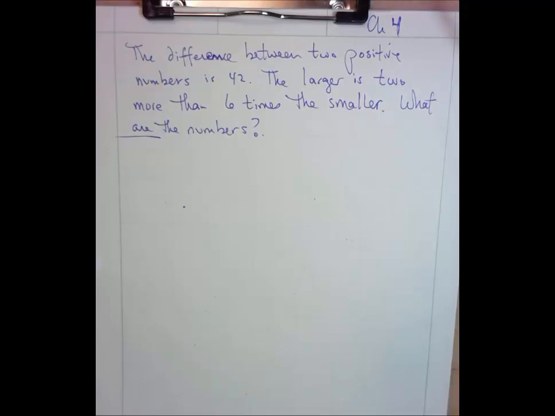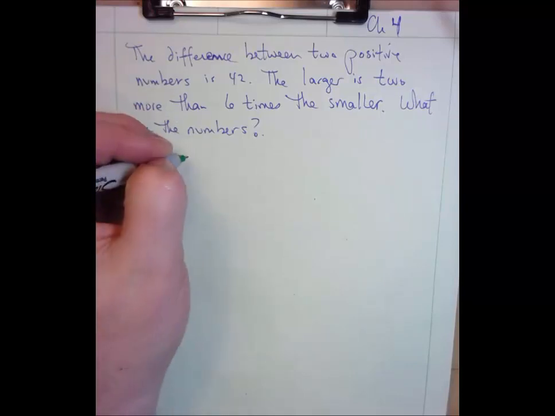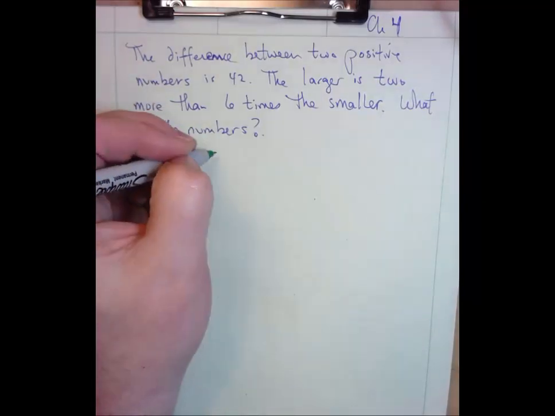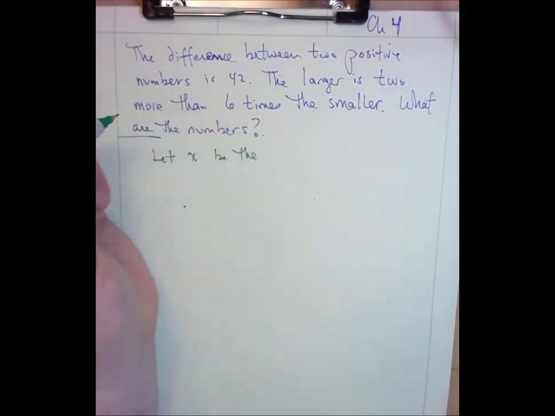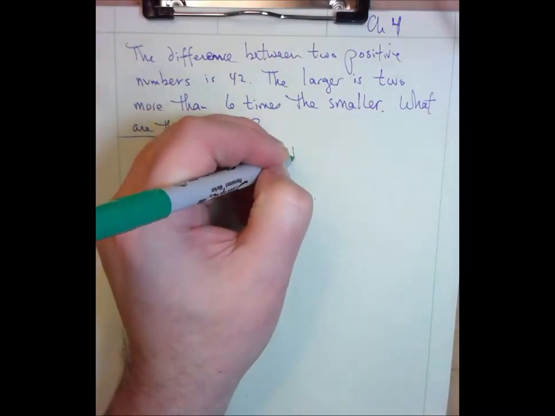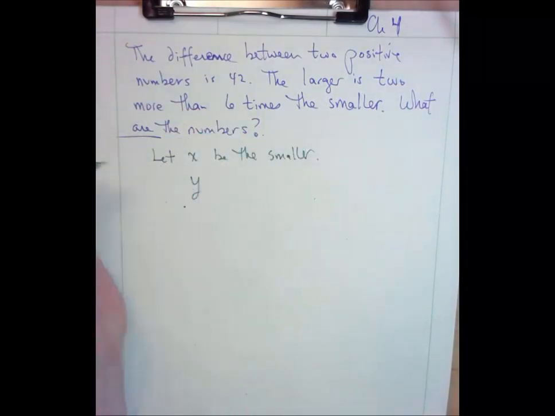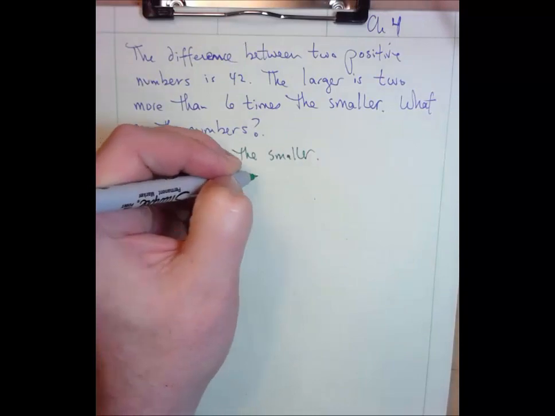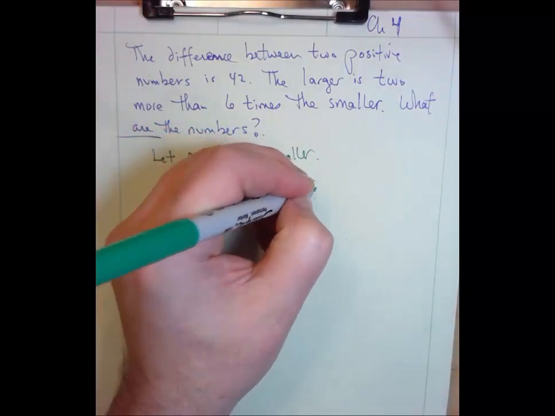Since we are seeking values of two unknowns, we need to have two equations, and there is enough information here to produce them. But first, as always, we identify the unknowns that we're working with. So let's just use x and y so we don't strain ourselves. We'll let x be the smaller number, and then y can be the larger number.